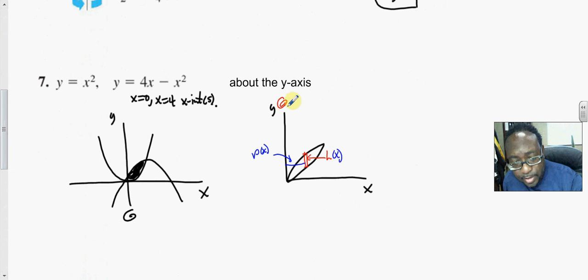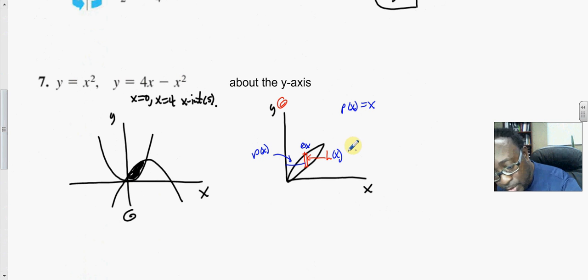So since the axis of revolution is the y-axis, and the thickness of the radius is with respect to x, P of x is equal to x. Now the height is the function up top minus the function below. The function that's up top is this parabola that's facing downward. So h of x is 4x minus x squared minus the bottom function, which is x squared.